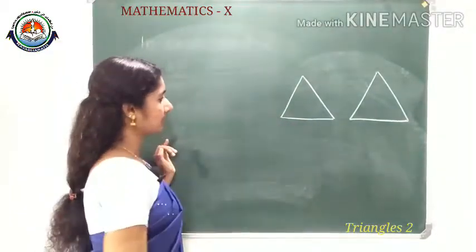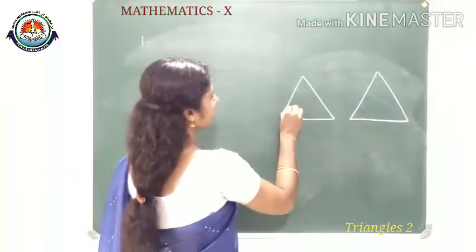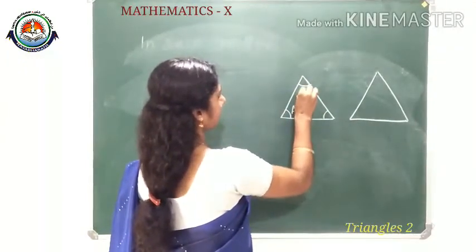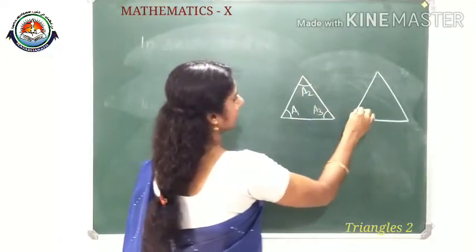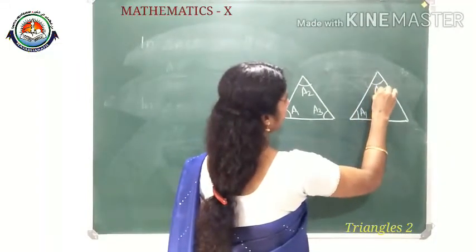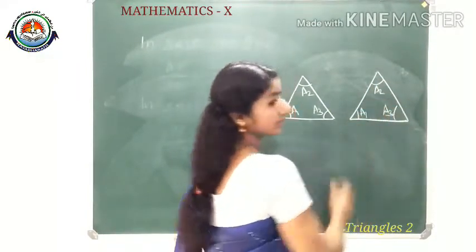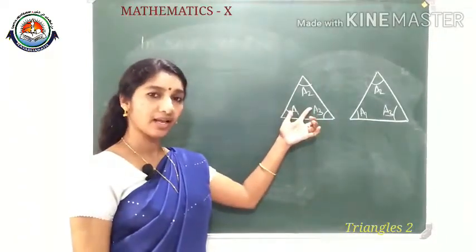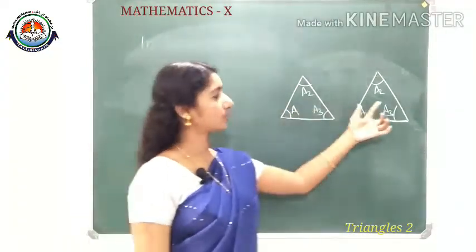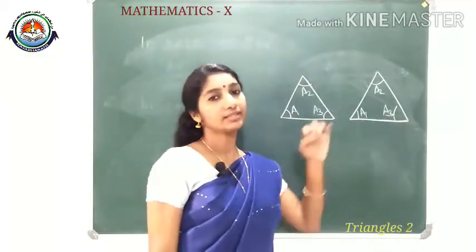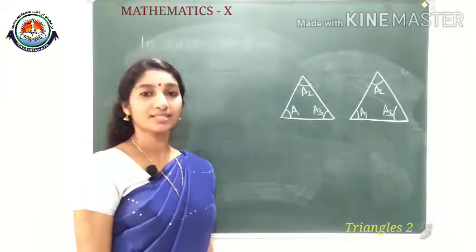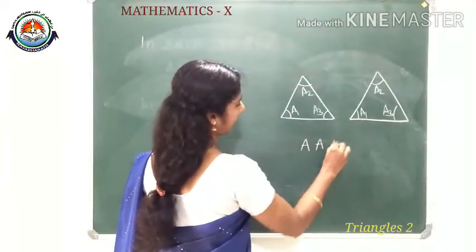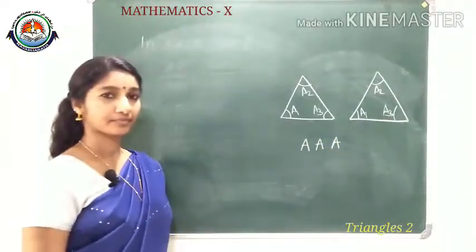See, these two triangles we need to prove are similar. What about similar triangles? Angles. This is angle 1, angle 2, angle 3, and here also angle 1, angle 2, angle 3. If one triangle's 3 angles are equal to the corresponding angles of the other triangle, then we can say that the two triangles are similar. And we will call this property the AAA criteria.